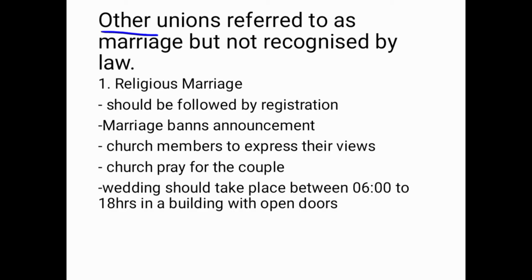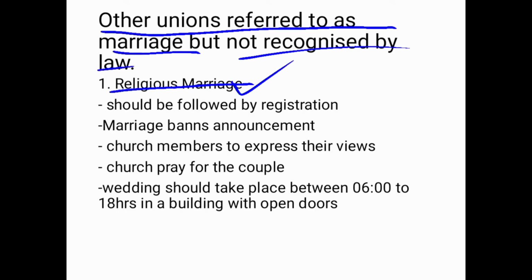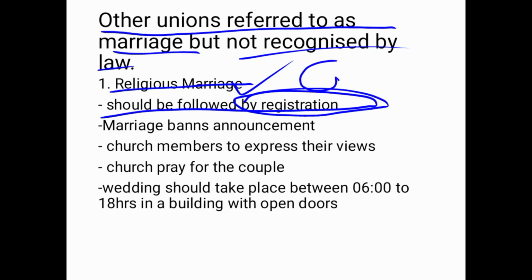Now, there are other unions which are referred to as marriage, but they are not recognized by law. We just call them unions. The first one is religious marriage. Religious marriages should be followed by registration. If you conduct a marriage in church, you have a wedding in church, but it is not registered by the registrar of offices, then that is a void marriage.